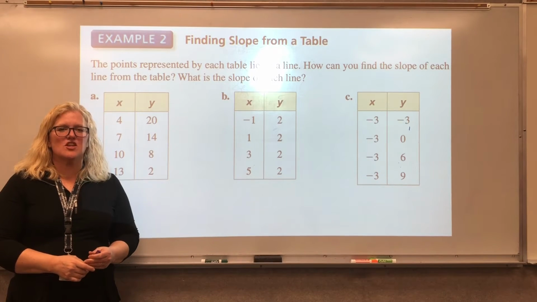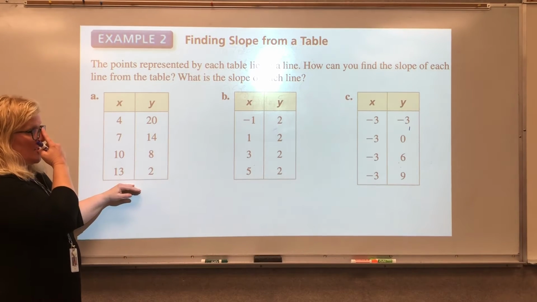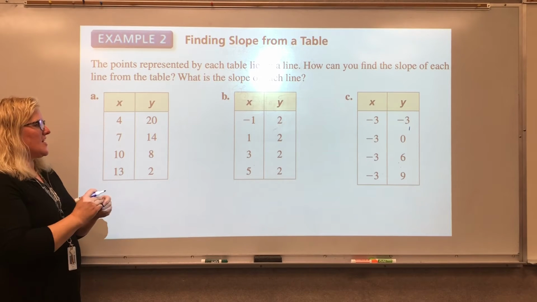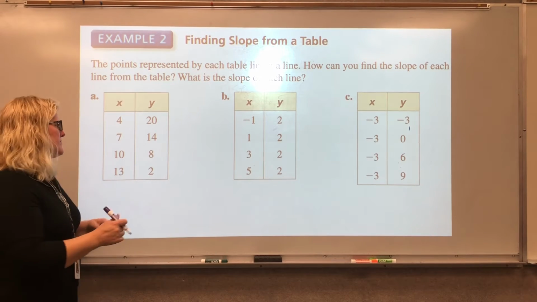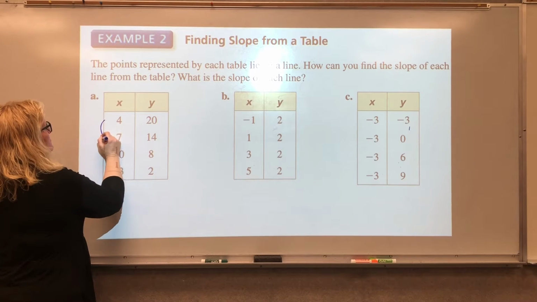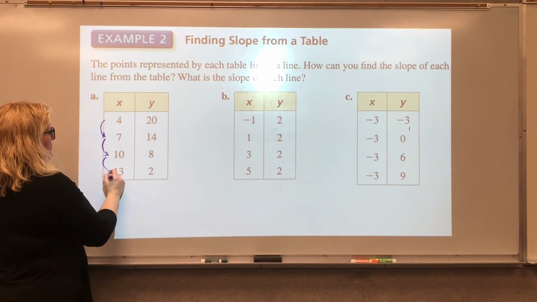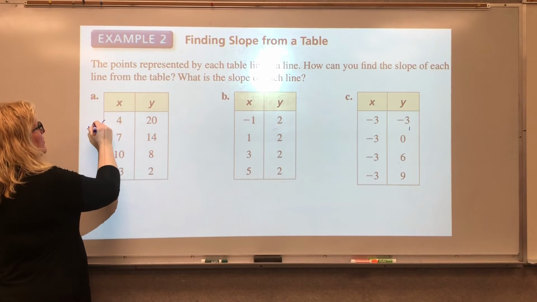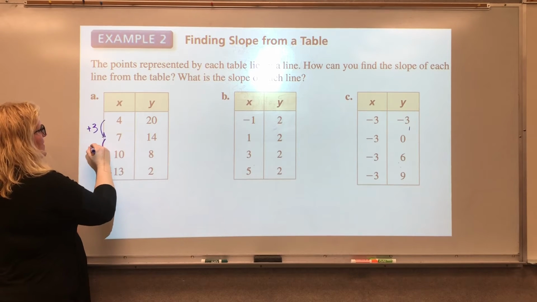Okay, finding the slope from a table. So here we're given a bunch of coordinates, and I kind of showed you how to do this before. But what we've got here, when we're going from number to number, we're going up 3 each time with these. We're adding 3.